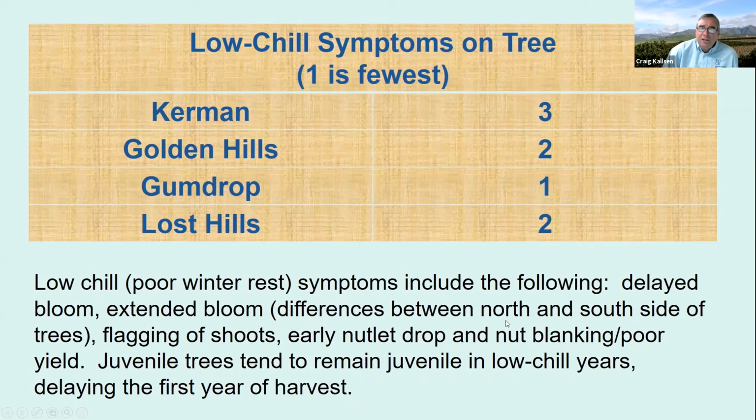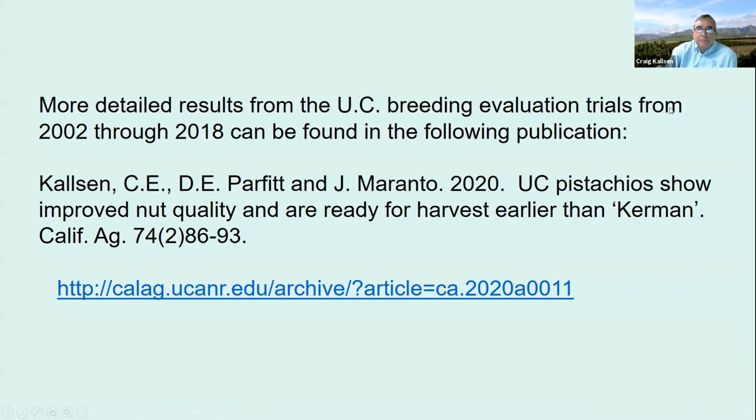So in general, kind of ignoring the poor yield thing, which we haven't investigated, Gumdrop shows the fewest low chill symptoms. And this kind of correlates with data from other fruit trees, where the trees that bloom the soonest tend to have less of a chill requirement. But how this relates to yield, no data. I see more low chill symptoms on Kerman in my test plots than I do on these other two. But this is an area that needs a lot more investigation.